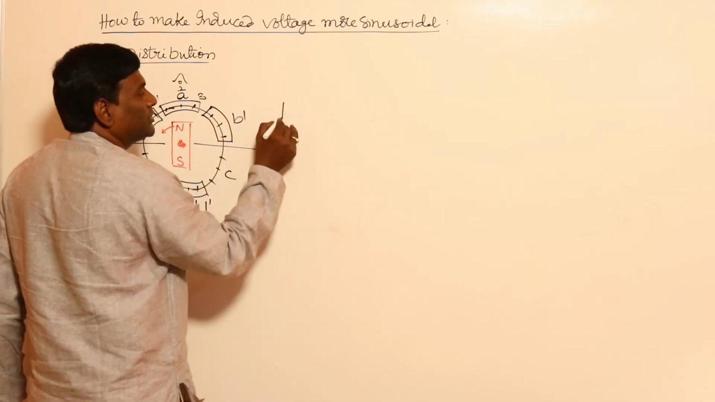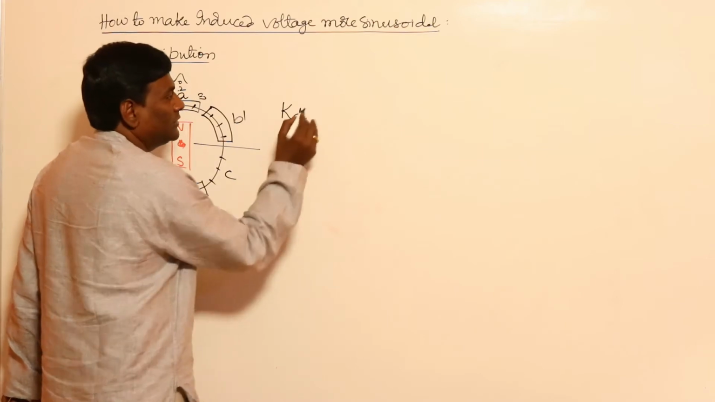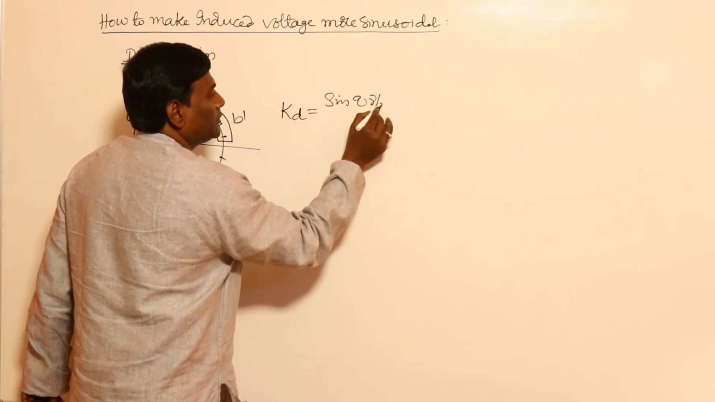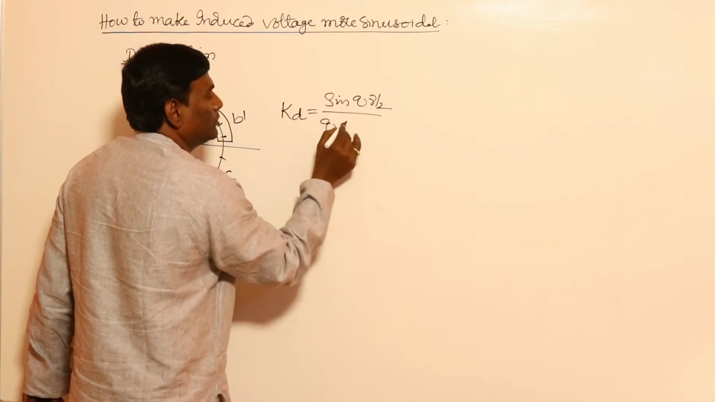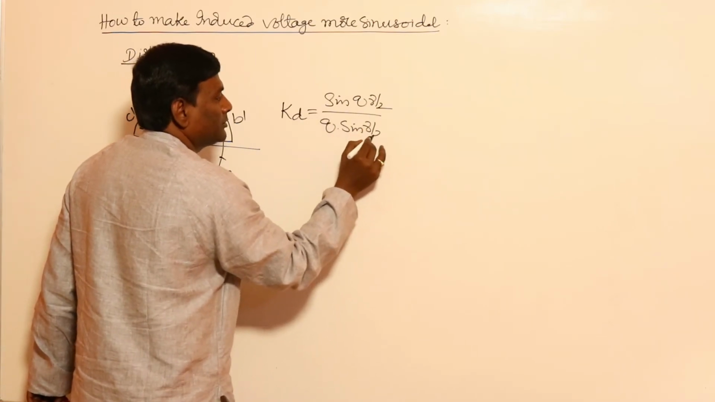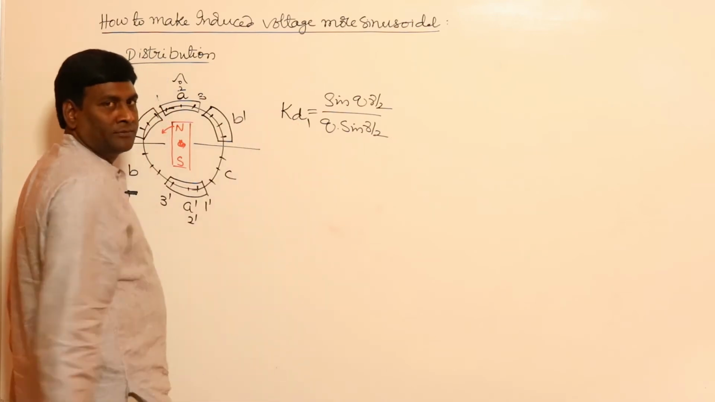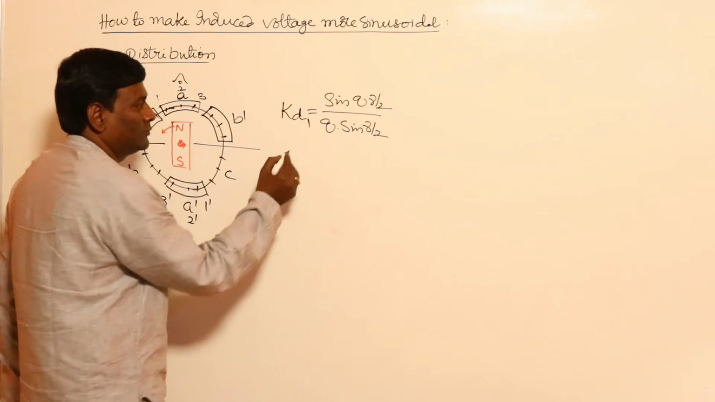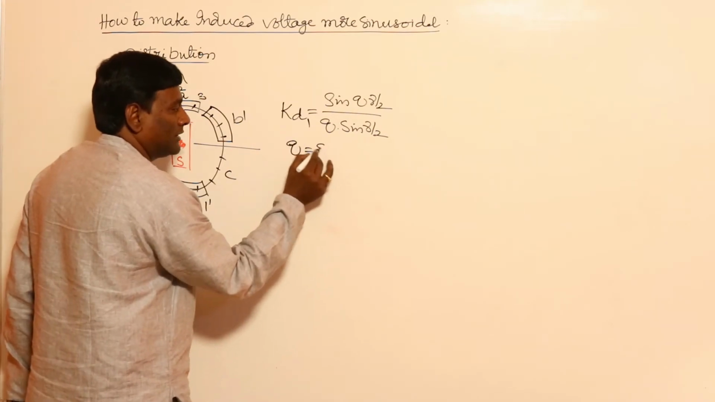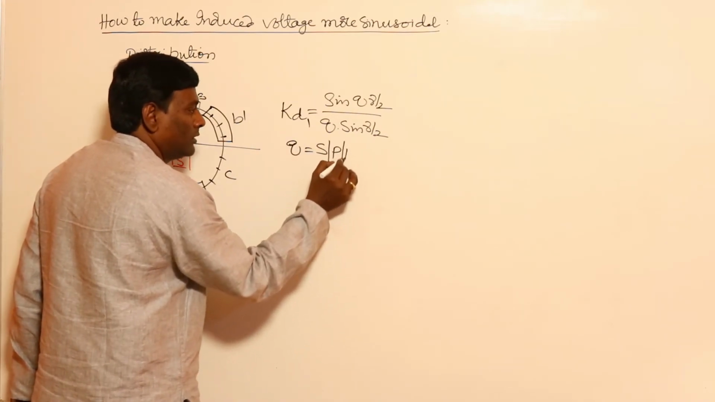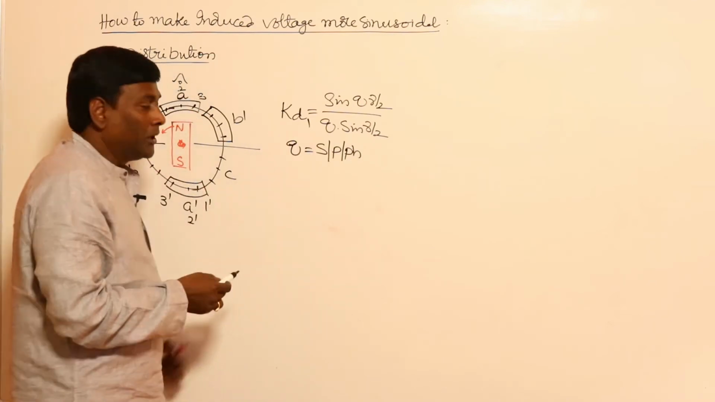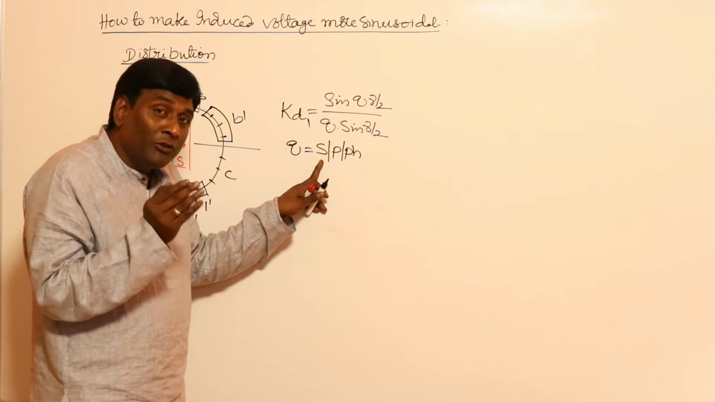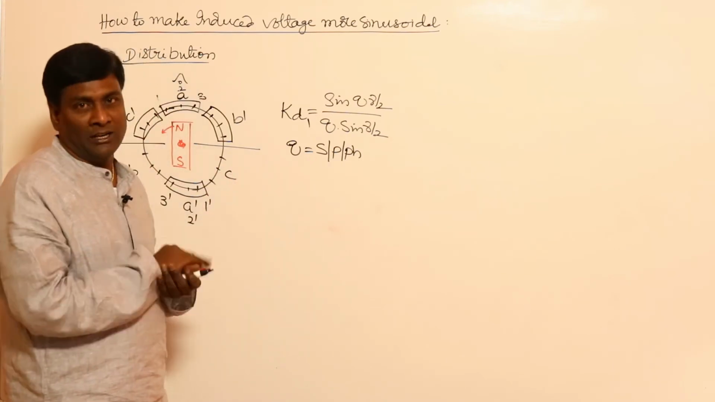So that distribution factor KD is going to be sin(Qγ/2) divided by Q sin(γ/2). It is the derivation for the fundamental. I'll explain, just wait. What is Q here? Q is called slots per pole per phase. In the sense, per pole per phase, how many slots are available for the distribution of the winding is going to be called Q.